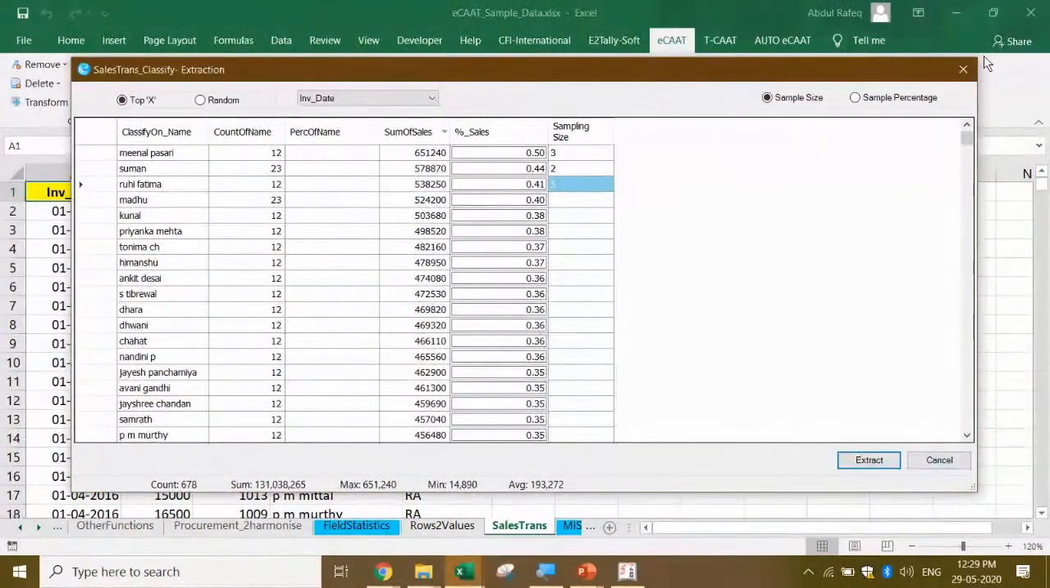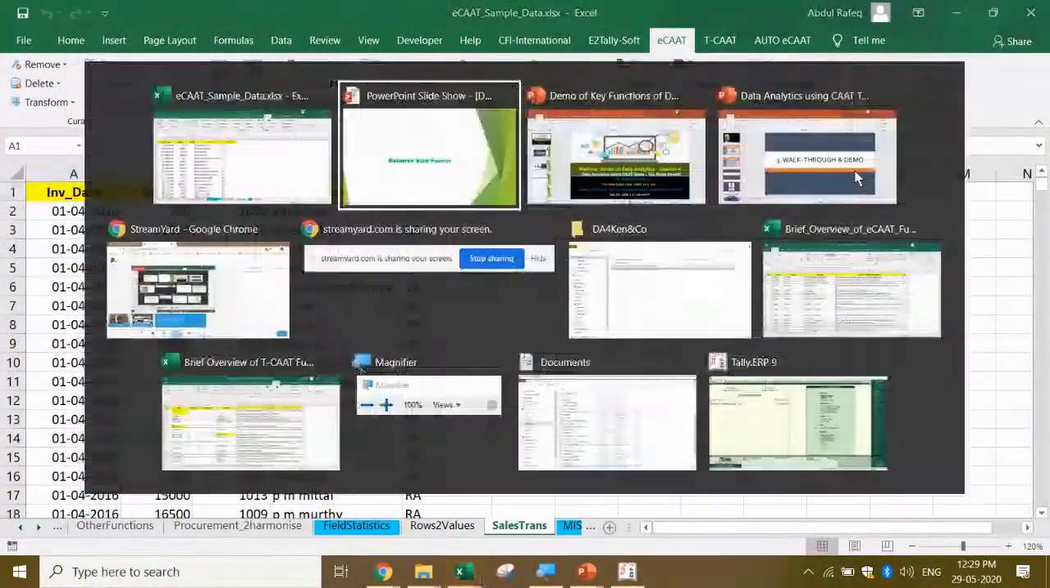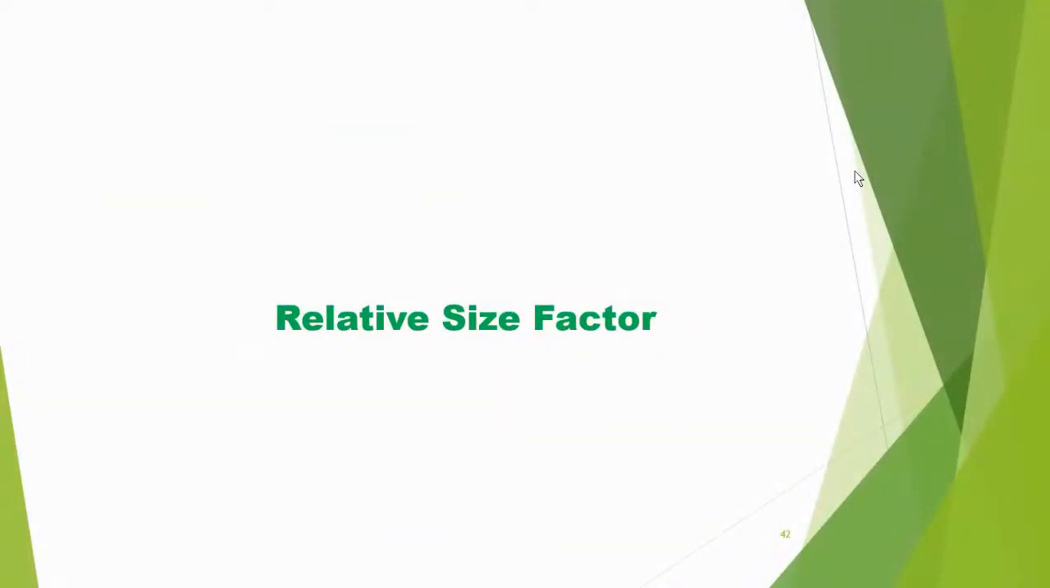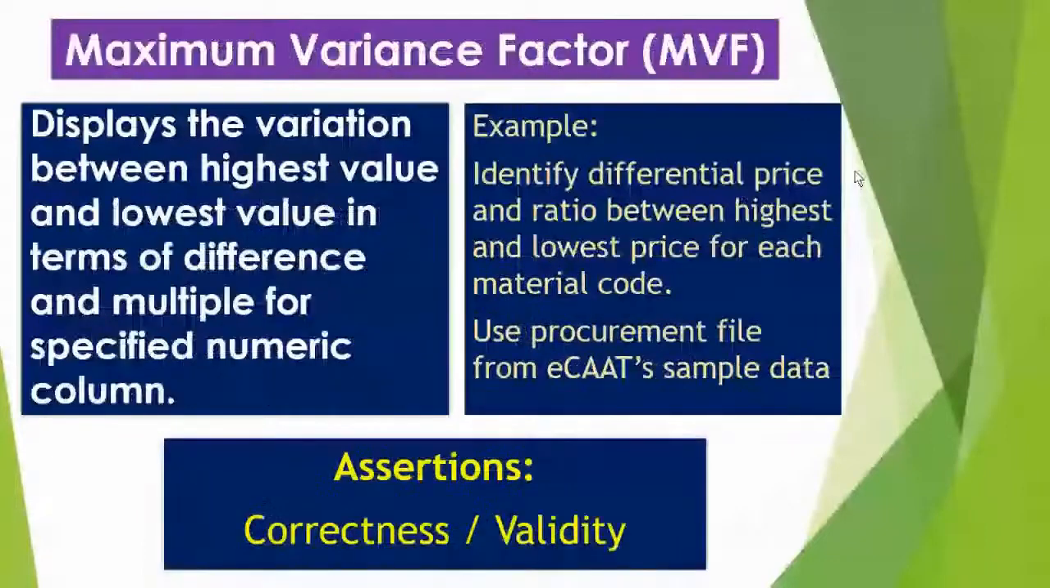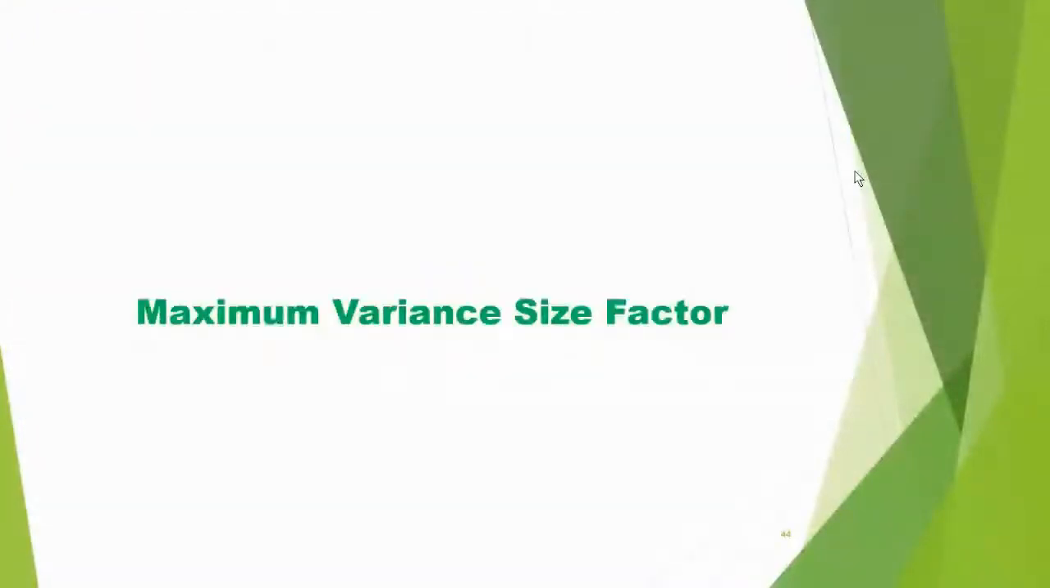Okay, let me close this. Now, relative size factor, I think Narasimhan also talked about this one. What is the relative size factor? It's also there in Tally. I'll just show you one of them. There's one more thing, maximum variance factor. Now, the difference between maximum variance factor and relative size factor: the maximum variance factor is the highest and the lowest. The relative size factor is the first highest and the second highest.